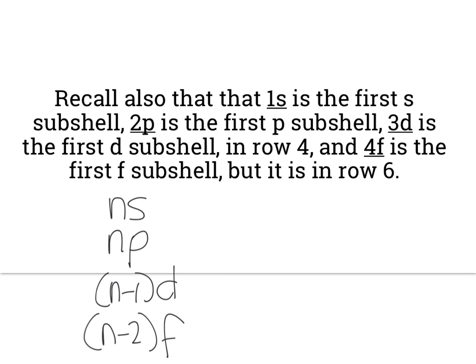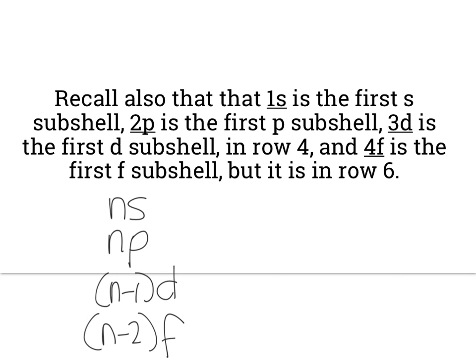So if you find something in the 6th row, then we're going to use 6 to represent our n. That would say if it's in the s block, it'll be 6s. In the p block, it would be 6p. In the d block, it would be 5d. And in the f block, if you found that it came from the 6th row, it would be 4f.